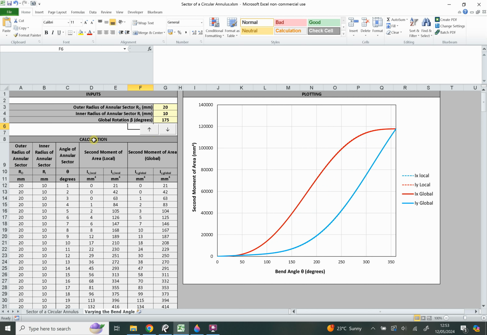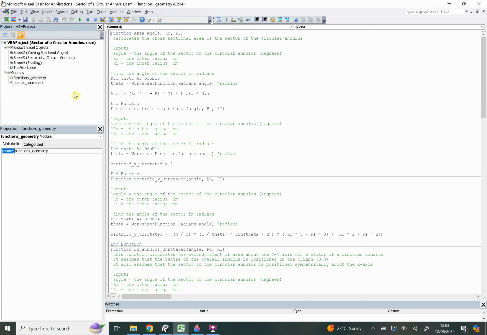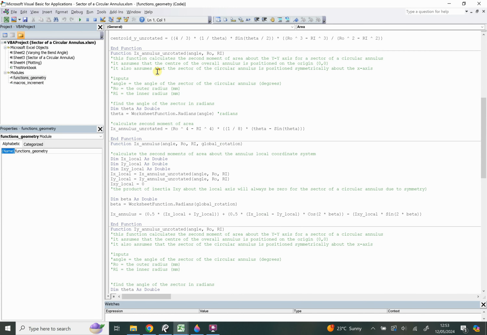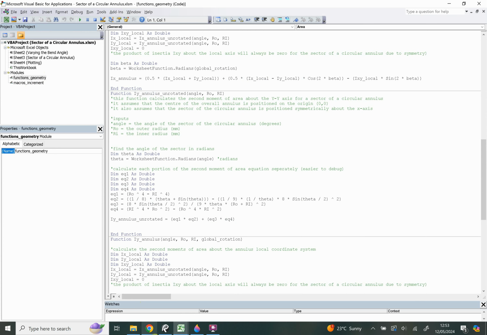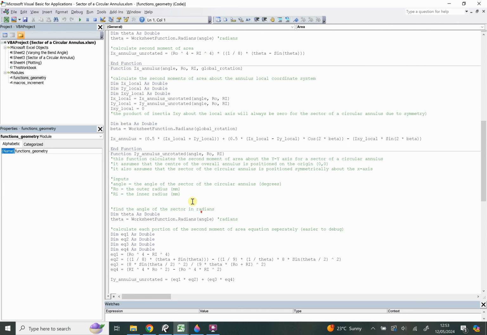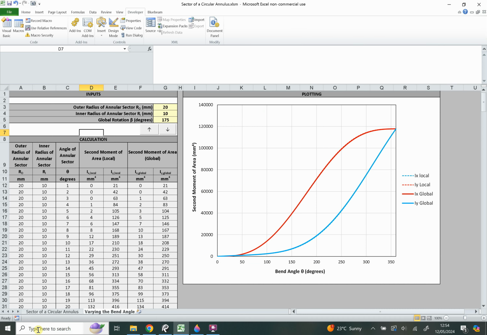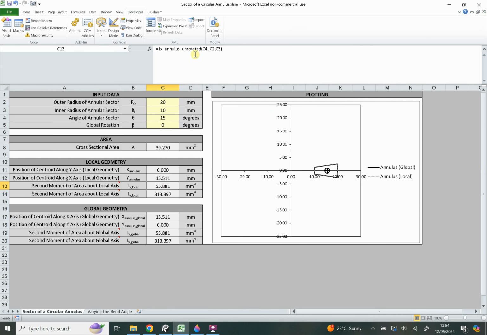So it gives you a bit of intuition as to how the stiffness changes with the different rotations. I should also mention that if you go into Developer, Visual Basic, and then Functions Geometry over here, you've got all these functions, which are basically the written forms of everything in this PDF. If you wanted to, you could copy these custom functions out and use them yourself. I've got the area, centroid and whatnot, and you'll see on the spreadsheet they're called up in here. You're free to grab them and use them yourself.